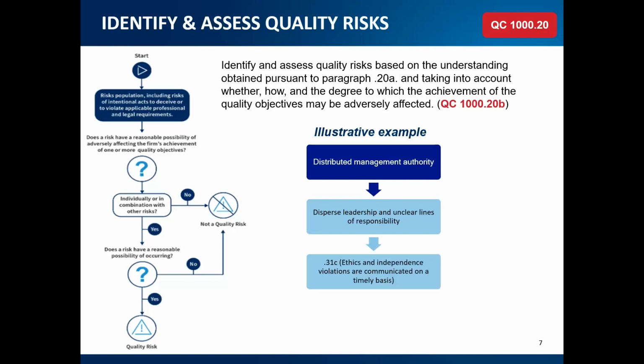The firm further determines that this risk does have a reasonable possibility of occurring due to the high distribution of management authority and there being no central national office function for handling potential ethics and independence violations. Therefore, the firm identifies a quality risk that unclear escalation and communication protocols within the firm and among firm leadership cause ethics and independence violations to not be timely communicated to the individual assigned operational responsibility for the firm's compliance with ethics and independence requirements. And so, as a result of using the example considerations within Appendix B, the firm has identified a quality risk.